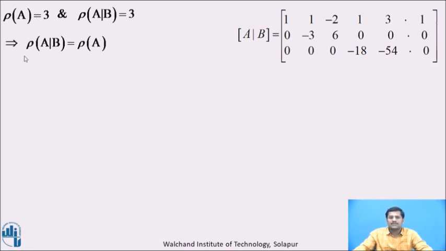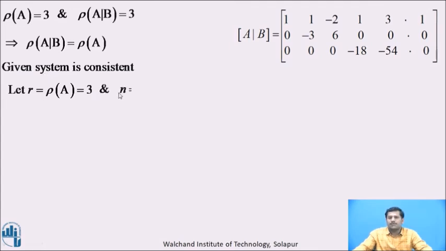From this too we can say that the rank of augmented matrix AB equals the rank of A. It means the given system is consistent, that is, it has a solution. To find which kind of solution it has, we have to compare R and N. Here R, that is the rank of A, is 3, and the number of unknowns is 5. So we can say that R is strictly less than N. It means that the given system has infinitely many solutions.